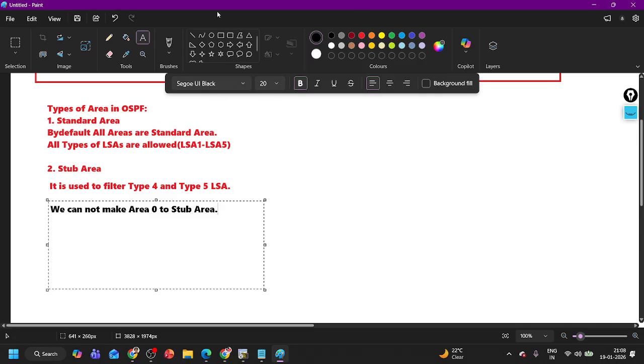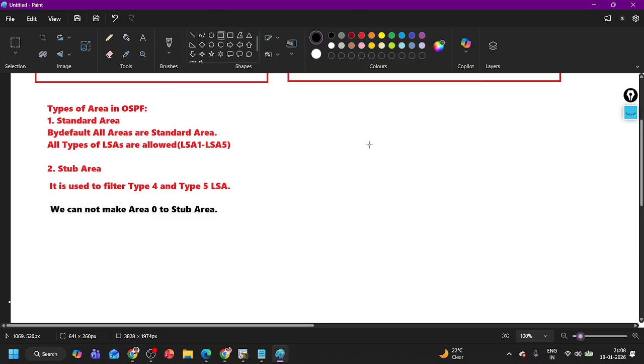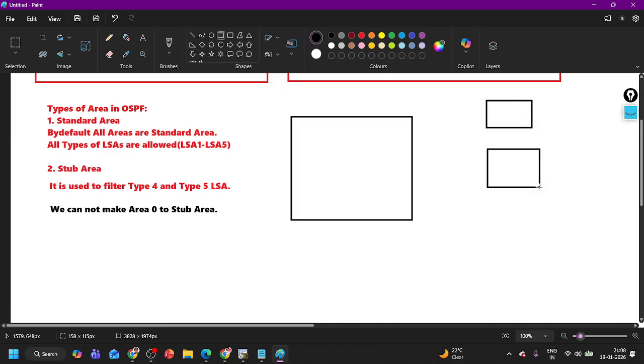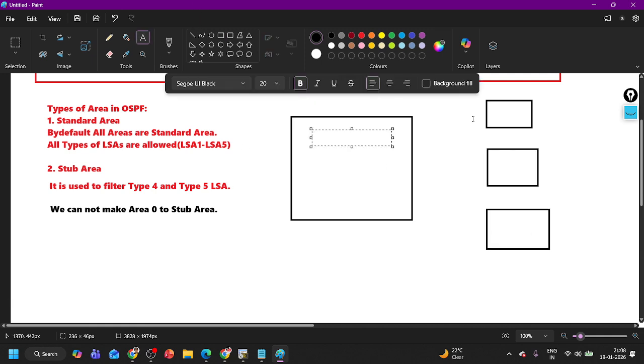Like let's suppose in your company, in XYZ company, there are lots of branches and one DC. So maybe your DC will be in area 0 and all the branches are going to be in different areas. What is the benefit? Why don't I have all branches and the DC in a single area? The full database size. There will be lots of router LSAs if all the branches are in the same area. So here you can see branch 1 is in area 1, branch 2 is in area 2, branch 3 is in area 4.